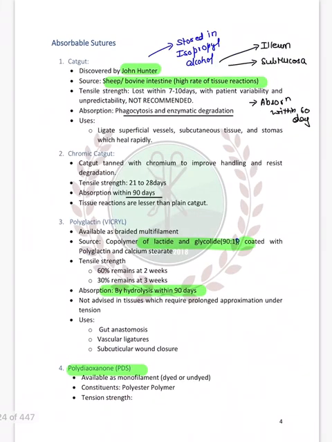Now see, catgut was discovered by John Hunter. It is obtained from the ileum and submucosa. This is important, and this is stored in isopropyl alcohol. This is the important MCQ that can be asked from you.